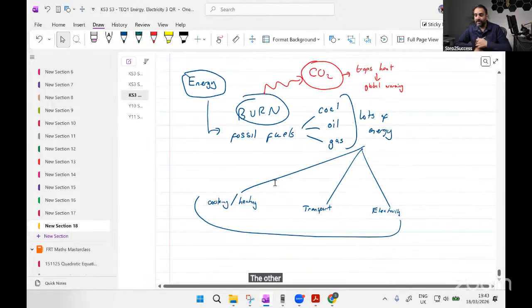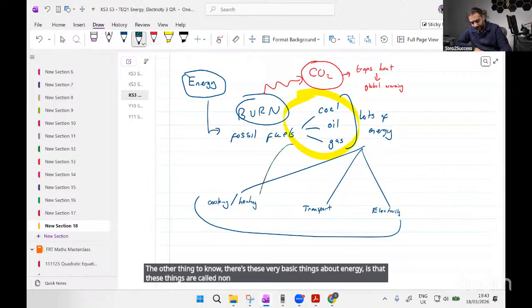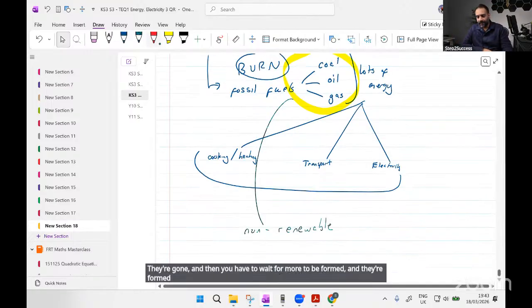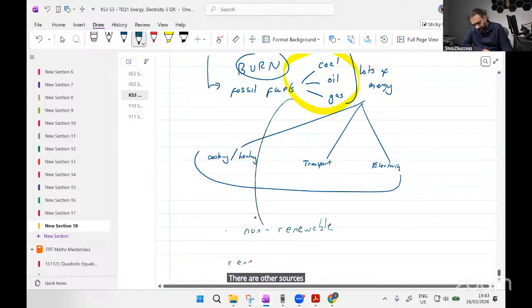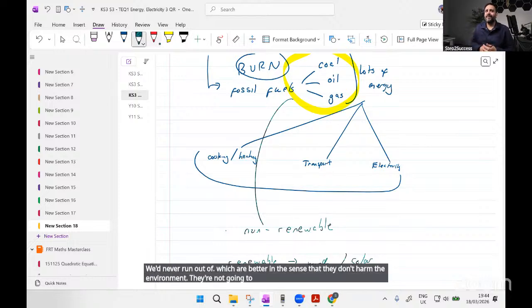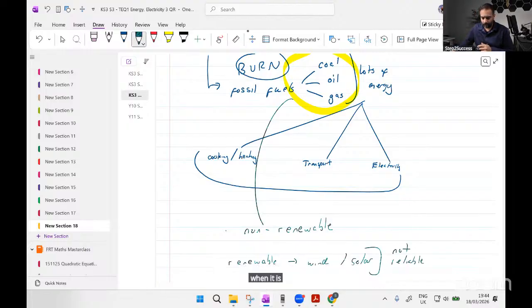The other thing to know, just these very basic things about energy, is that these things are called non-renewable energy resources. What that means is once you have burnt some of these things, you can't just reuse them again. They're gone. And then you have to wait for more to be formed, and they're formed over a very, very, very long time. There are other sources of energy that are renewable, like wind and solar, which we never run out of, which are better in the sense that they don't harm the environment. They're not going to run out. But the problem is they're not very reliable because it's not always windy. So you can't rely on this to give us loads of electricity when it is not very windy.